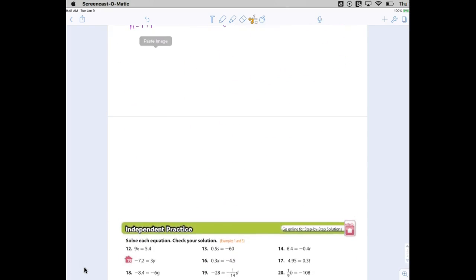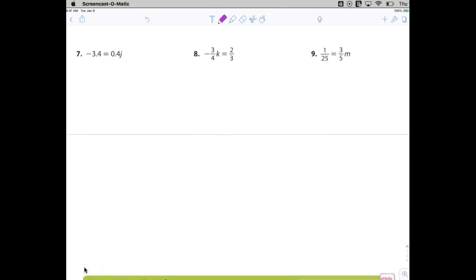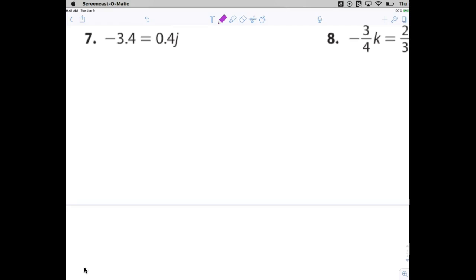All right, here we go. So everybody look at 7, 8, and 9. Now again, does everybody see, I don't like it when the variable's on the wrong side, right? So I prefer that you write 0.4j is equal to -3.4. Everybody see that? And so now what do I have to do to both sides? Divide by what? Divide by 0.4. So j is equal to, now I want everybody to write -3.4 divided by 0.4.